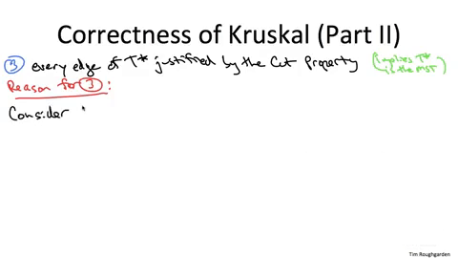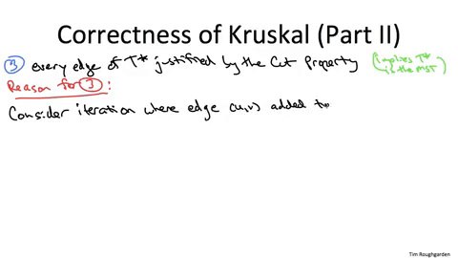So to argue that, let's just freeze Kruskal's algorithm at some arbitrary iteration where it adds a new edge. We need to show that this edge is justified by the cut property. So maybe this edge has endpoints u and v, and let's let capital T denote the current set of edges selected by the algorithm so far.